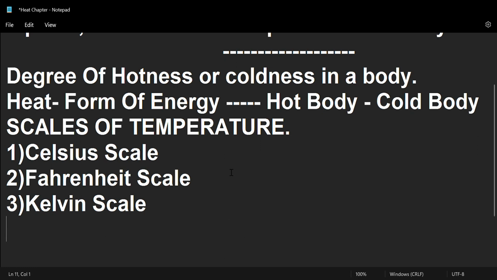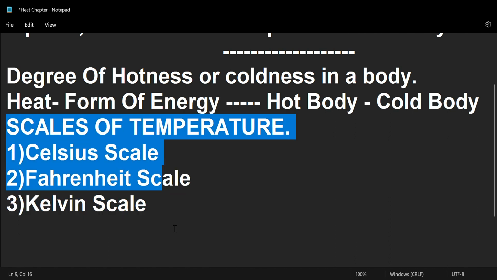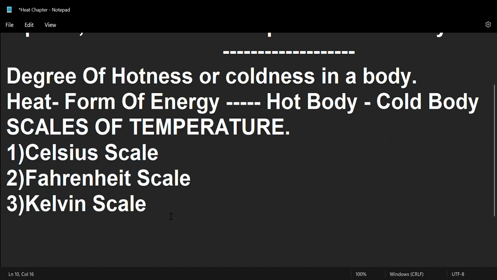So let's get started. Scales of temperature are of three types: Celsius scale, Fahrenheit scale, and the Kelvin scale. The Celsius scale is named after the scientist Celsius, and it goes from 0 degrees to 100 degrees. The Fahrenheit scale is named after Fahrenheit, and it goes from 32 degrees Fahrenheit to 212 degrees Fahrenheit. The Kelvin scale is named after Kelvin, and the ice point is 273 Kelvin and the steam point is 373 Kelvin. So these are the three scales of temperature.